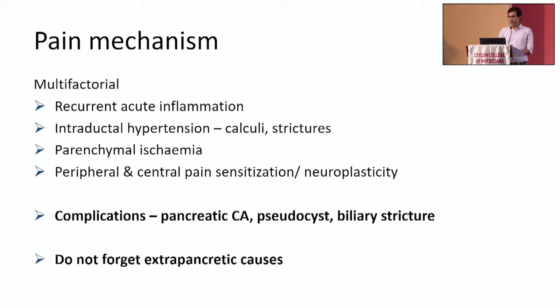And it is also important to consider other complications of pancreatitis, especially if the pain is not responding to conventional management, or if the pain is worsening, or is a new development. We have to consider these complications, which include pancreatic cancer, pancreatic pseudocyst, or development of biliary stricture. And don't forget other causes apart from pancreatitis-related causes, like peptic ulcer disease, which is more prevalent in this category of patients.